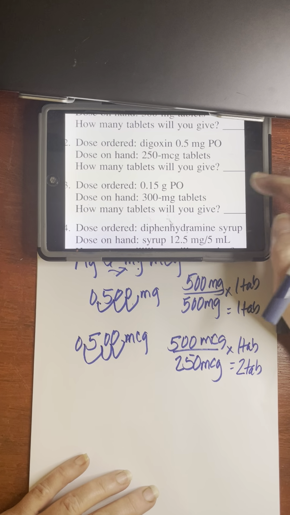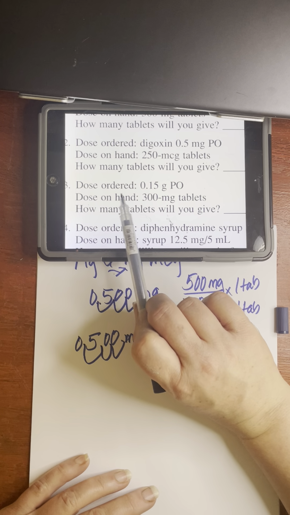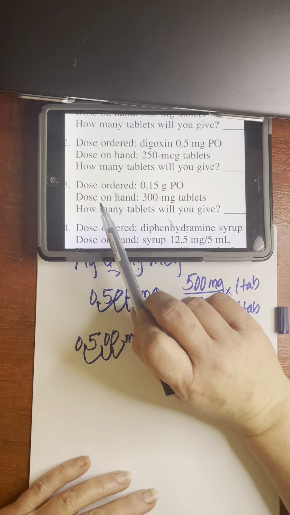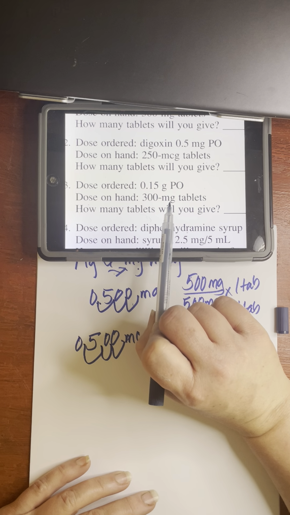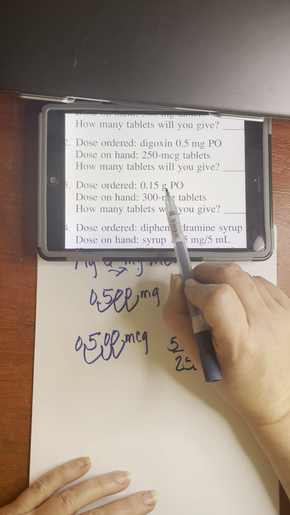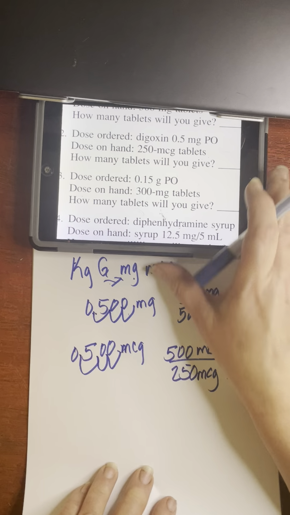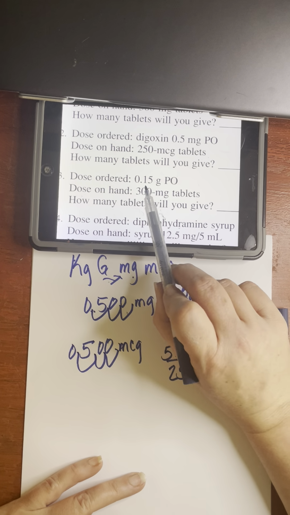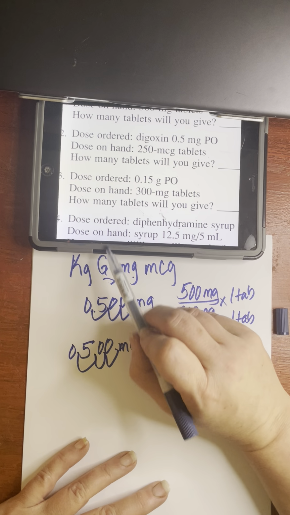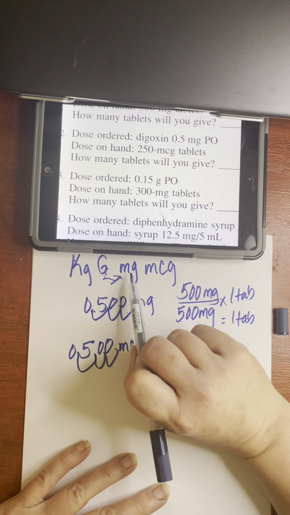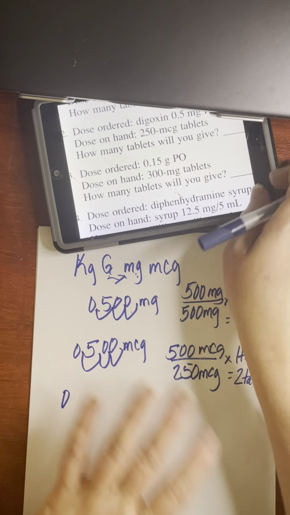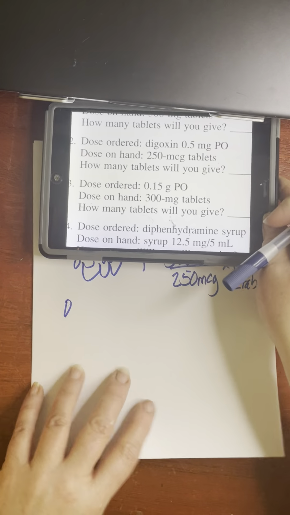Okay? And the next one is the dose ordered is 0.15 grams PO. The dose on hand is 300 milligram tablets. How many are you going to give? Okay, we got grams, and we're going to have to convert it to milligrams. I'm going to convert it to get rid of the decimal, because a decimal will kill somebody. So grams to milligrams, we got to go to the right. So let me get this settled.